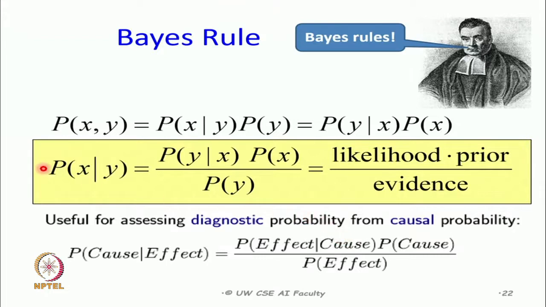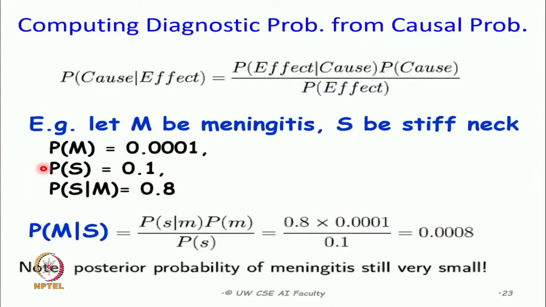But this x given y is called the posterior distribution. P of x is called the prior distribution for x, and y given x has a specific term, it is called the likelihood function. These are just terms, we just have to memorize them. So, posterior is equal to likelihood times prior divided by evidence. This is how we often write it down.